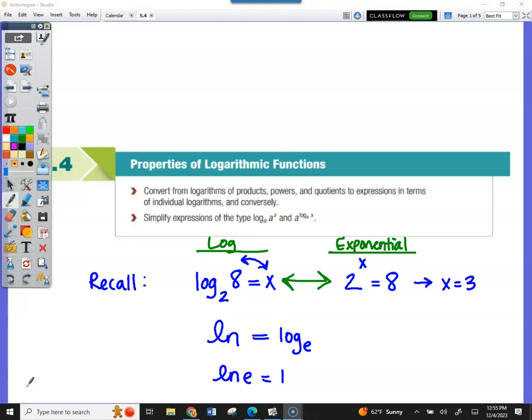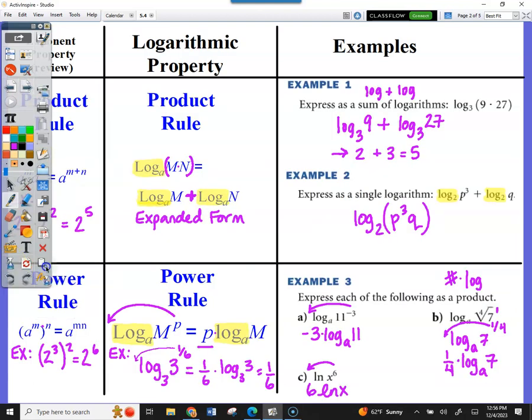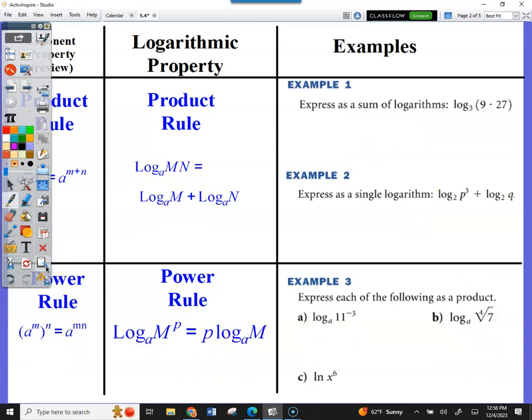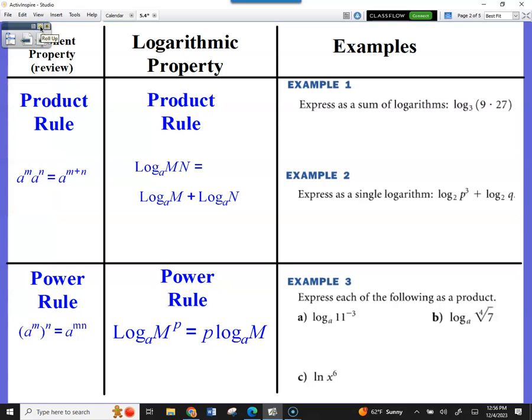Okay, go to the next slide and you're going to see all the properties of logs. It is a lot. We've got the product rule, the power rule. Then we turn to the next slide. We've got the quotient rule. Very similar to properties of exponents, so that should look familiar here.